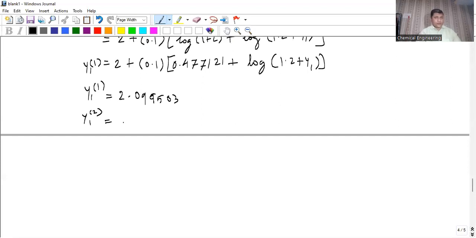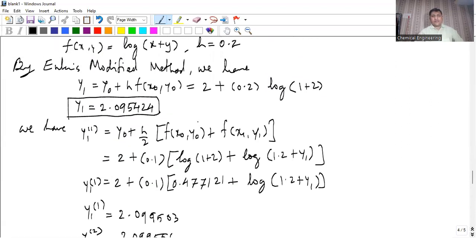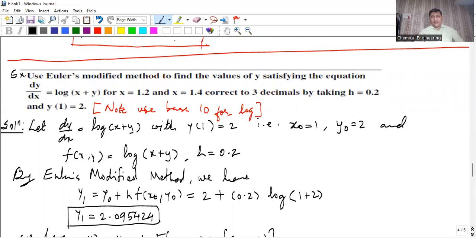Again, what you have to do is press CALC and input this value. So it is 2.099503. Okay. So is it 2.099556? Yes, sir. Okay. So now you can see what is said, correct to 3 decimal places.